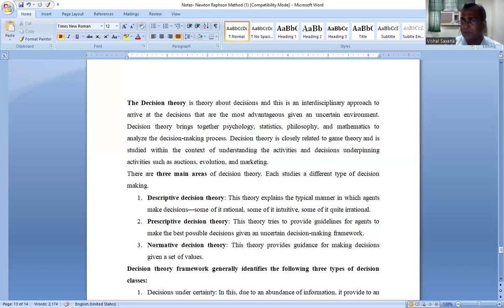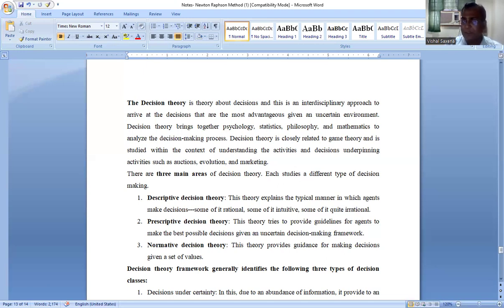Decision theory is closely related to game theory and is studied within the context of understanding activities and decisions underpinning activities such as auctions, evolution, and marketing. Decision theory is useful in different critical conditions and different areas, and it is somewhat similar to the model of game theory.